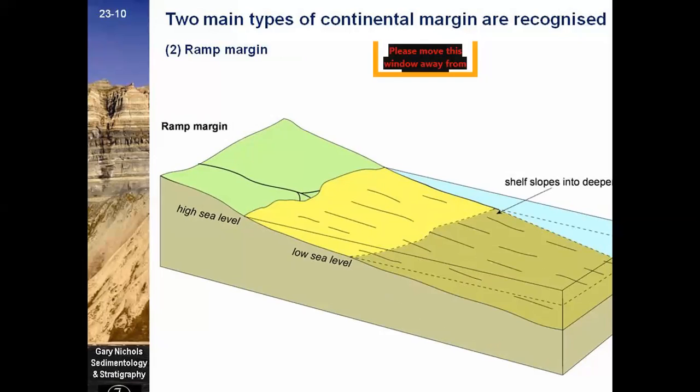And in the case of the ramp margin, with high sea level and low sea level, this is the sea level fluctuation area, the shoreline fluctuation area. And then you can see there is no such change in the slope, almost a gentle slope. It continues, this shelfal part is very wide, and most of the sediments remain in this part.